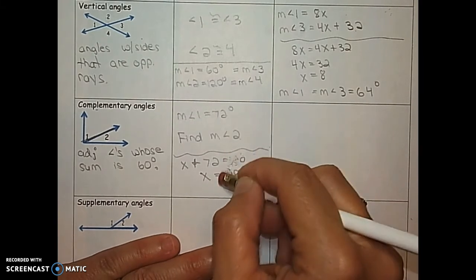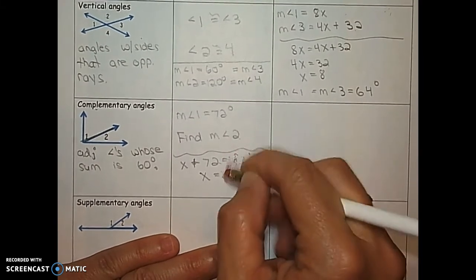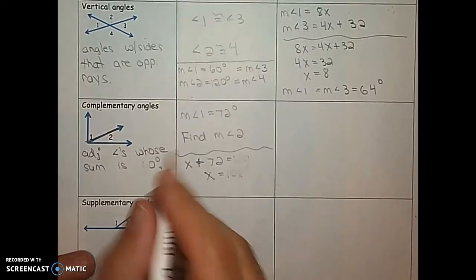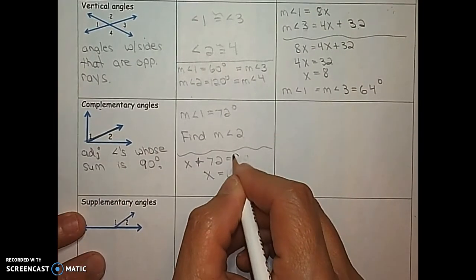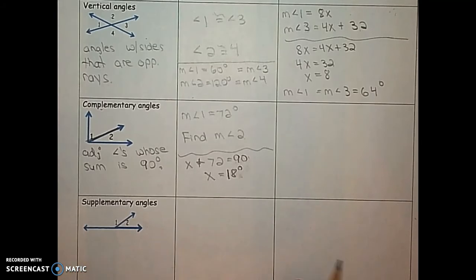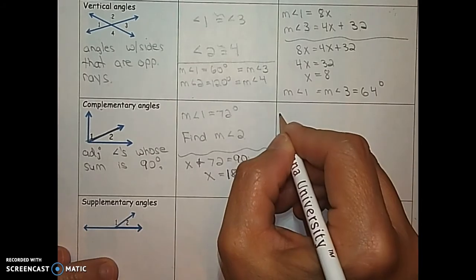Let's try these equal. I said 90, and over here I wrote 60. Let's go back and fix it. Let's try x is equal to 18. That makes a little bit more sense. Okay, let's come over here.